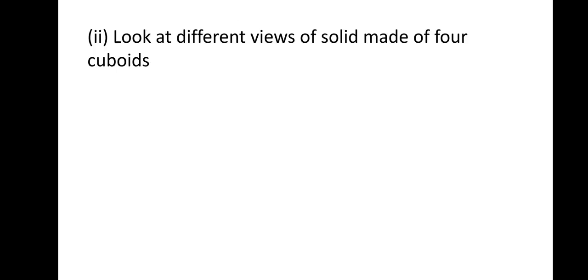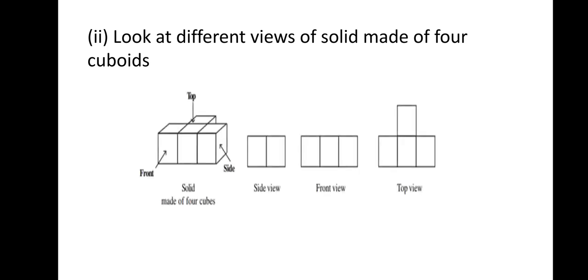So we need to show the front view, side view or top view. Looking at different views of a solid made of 4 cuboids. Here, this is the figure made of 4 cuboids. Then, what will be the side view of this? The side view will be 2 rectangles. So, in the side view, we have made 2 rectangles. Front view is 3 rectangles. Top view will give you 3 rectangles and 1 at the back, that will be 4 rectangles.